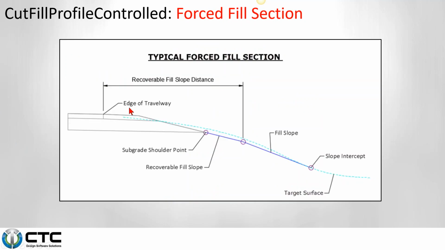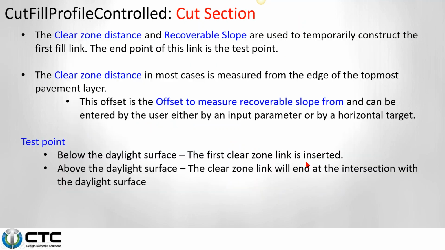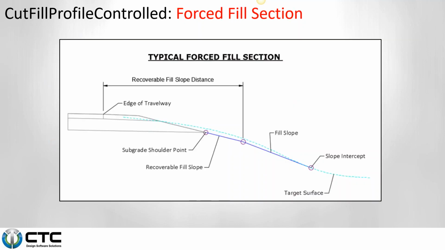So what you see here is, again, the same recoverable fill slope distance, and it's below. Now what it's going to do, instead of filling to get up to it, it's going to just continue straight through at that grade until it actually finds the slope intercept. Now, if it doesn't find that slope intercept, it will actually just put this basic link out there and throw an error message on there for you.